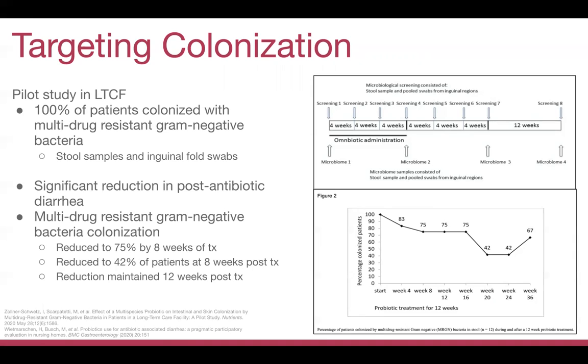And what's exciting to me is the data. So you can see on this bottom graphic that at week 12, which is when the probiotic was stopped, 25% of patients were no longer colonized. 12 weeks later, that number was still dropping. So at week 20 through 24, so this is a full 12 weeks after the probiotic was stopped, we see that 100% colonization dropped to 42% of patients. It did come back up by week 36, but it still only came back up to 67% of patients.